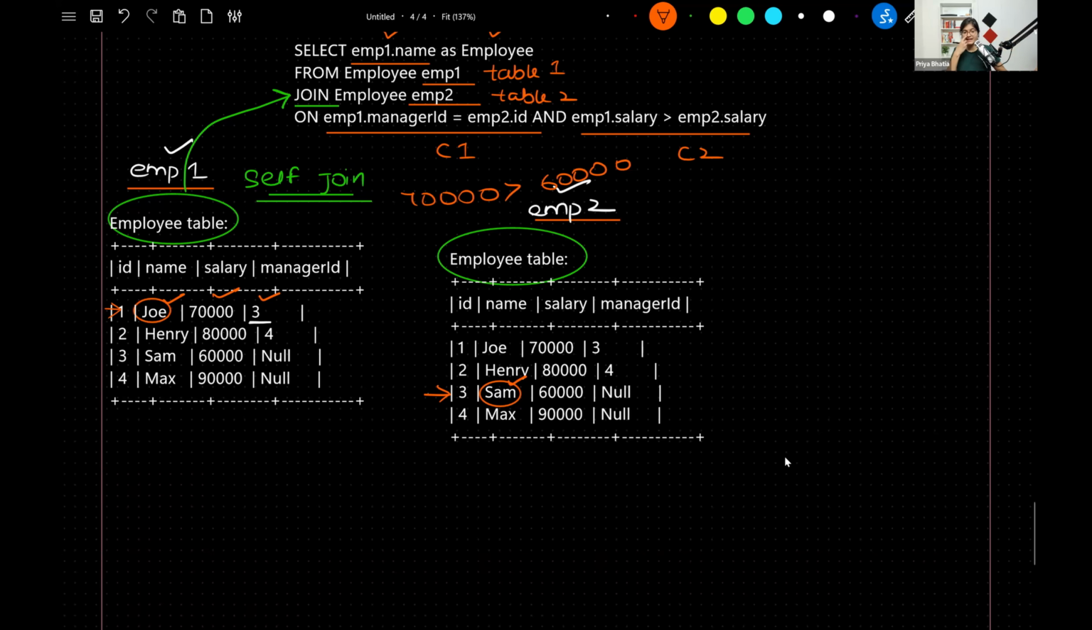If they change the problem and say display the manager name, what will you write in this? What changes will you make in this query? E2.name.